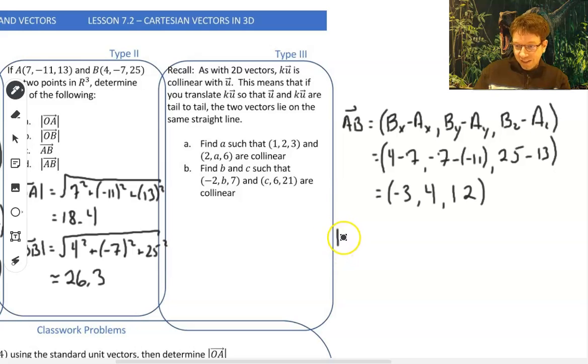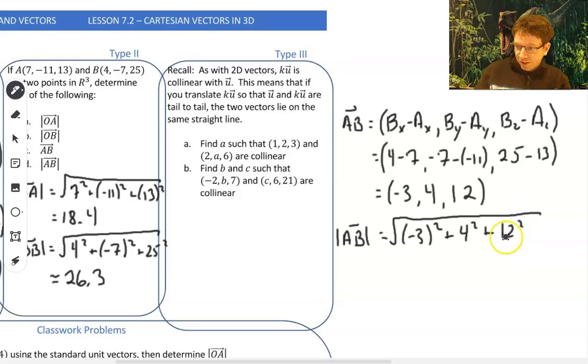And then to find the magnitude, again, our 3D Pythagorean theorem, we'll take the square root of -3 squared plus 4 squared plus 12 squared. And this one works out nicely. It's equal to 13.